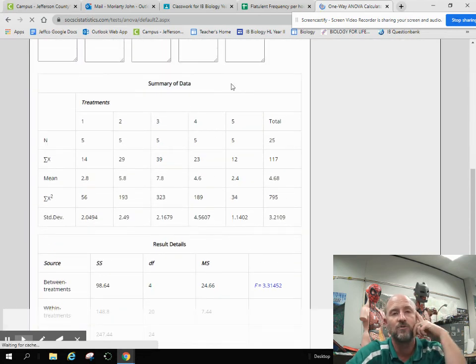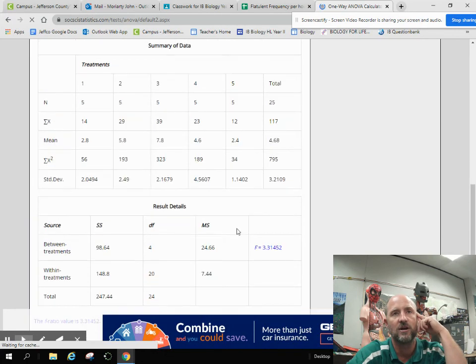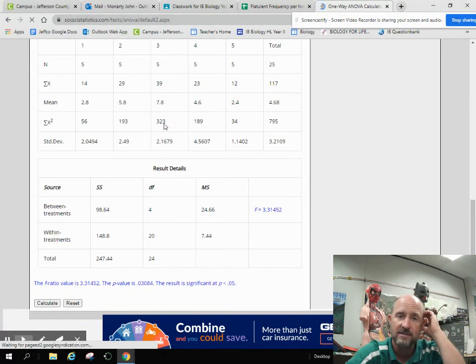If you did this, you would want to copy this chart. You could shrink it down really small, but you'd want to show this chart and also say what website you used for your sample calculation. It runs everything for you, but really all we're looking for is our p-value. We're not going to worry about our F ratio value, but our p-value for this was 0.03. So we would say the result is significant.